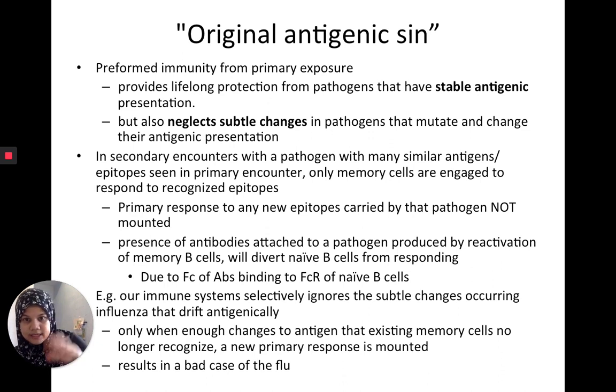So it's just, okay, oh, I recognize this. I've met you before. Okay, memory cells, come on. Let's just produce that secondary response. But you don't mount a primary response to any of the antigens on that same pathogen that are different. So you selectively ignore and you prevent a primary response from being produced. Okay? And this is because the Fc of the antibodies are binding to the FcR of the naive B cells. So that's kind of in a way how it's putting blinders on the naive B cells from mounting a primary response.